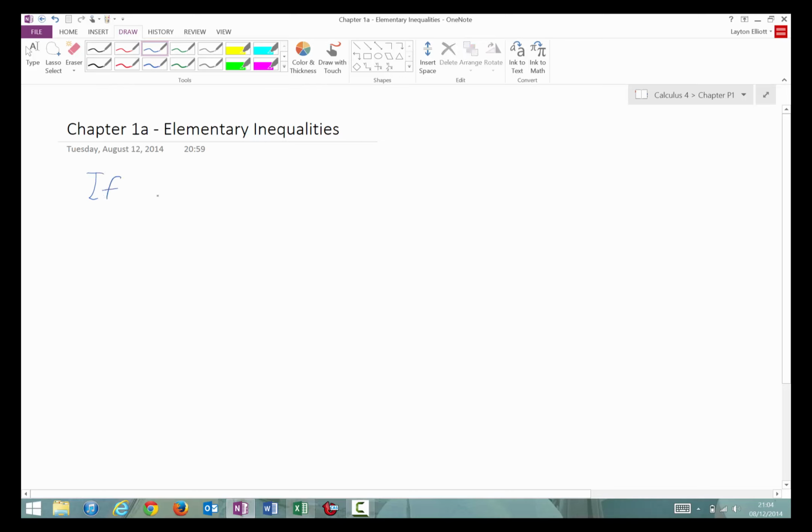I could introduce something about inequalities. If A is less than B, then we know that AC is less than BC. And this is going to be true if and only if C is greater than 0. Now, I want to introduce the terminology here a little bit too. We have a biconditional here by using the if and only if.